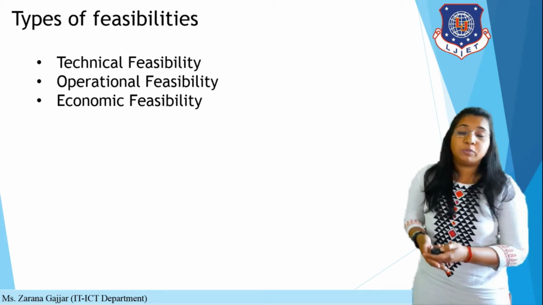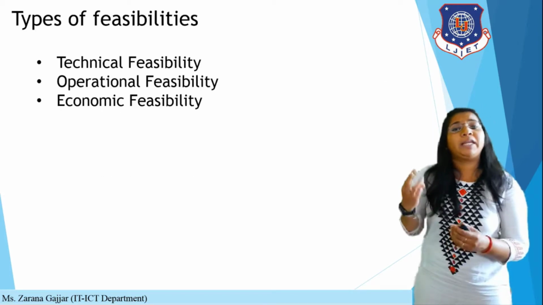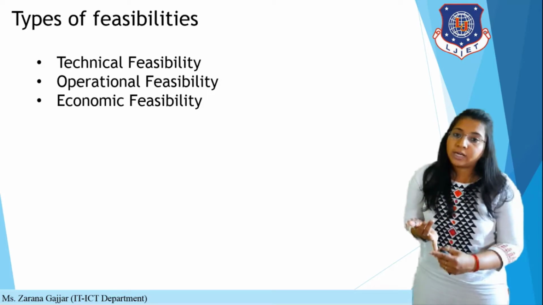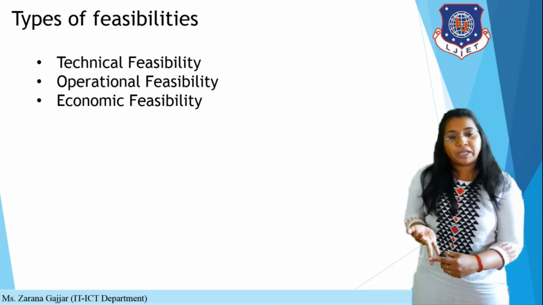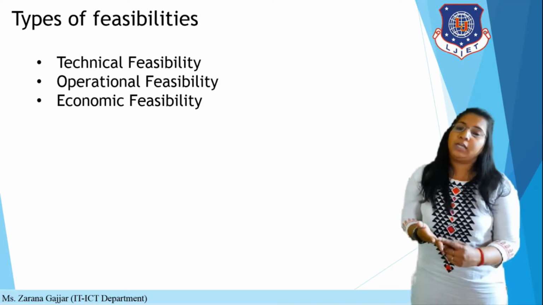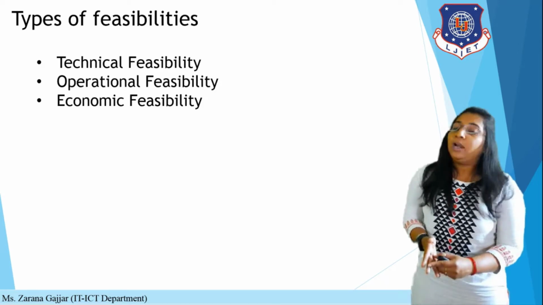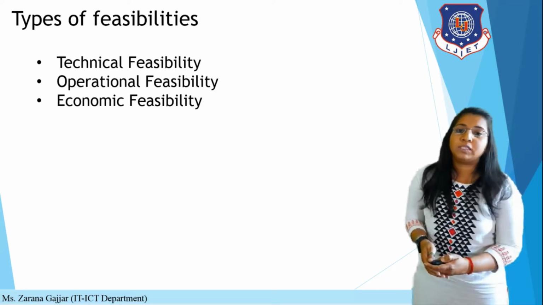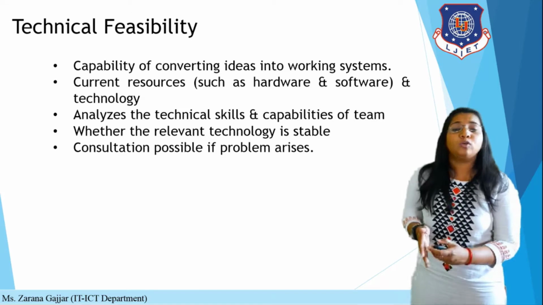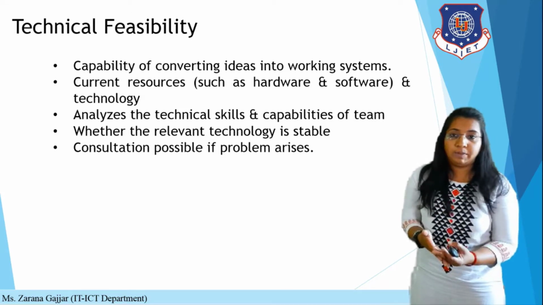So what are the types of feasibility study? There are mainly three types. First is technical feasibility, second is operational feasibility, and third is economic feasibility. Let's discuss each and every feasibility type in brief. So first is technical feasibility.